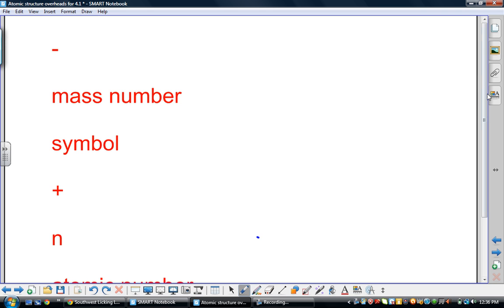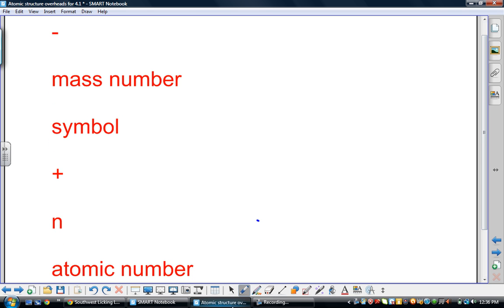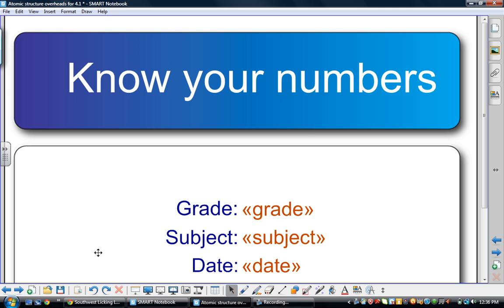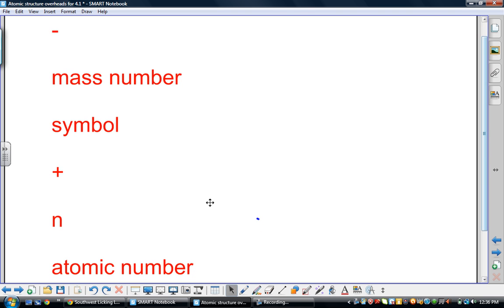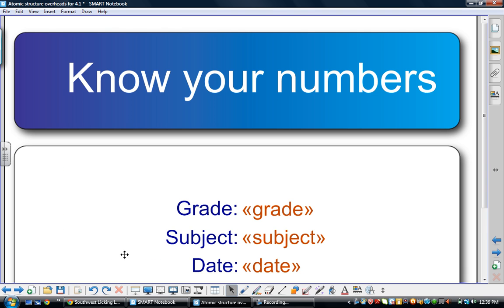And there are different ways I could ask this. I could use symbols instead of writing out the words protons and neutrons. And this is an important basic skill for the students to be good at, and again they have a worksheet on this in their folders.